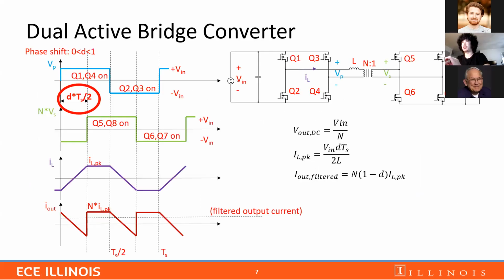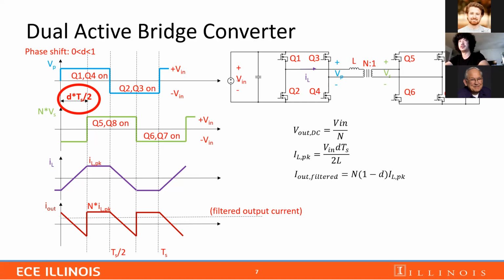Now we look at the operation of a DAB converter. The waveform on the left is showing the steady state operation of a DAB converter. The phase shift that we want to control is this D value, which indicates the phase shift between the voltage waveform VP and the voltage waveform VS. VP is the voltage across the inductor and the transformer on the primary side, while VS is the voltage across the transformer on the secondary side. So N times VS is the voltage across the transformer on the primary side.